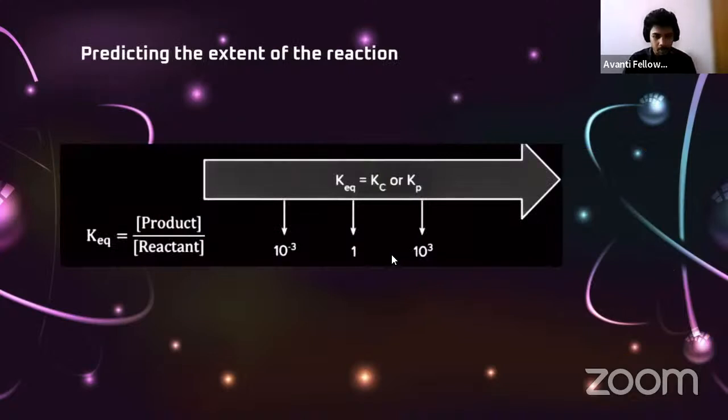Now, are you clear with this concept? If you are clear, we'll go to the next concept: how to predict the extent of reaction, whether the reaction is going more in the forward direction or more in the backward direction. If you are clear, try. If you are not clear, try to mention your doubts here. Okay.